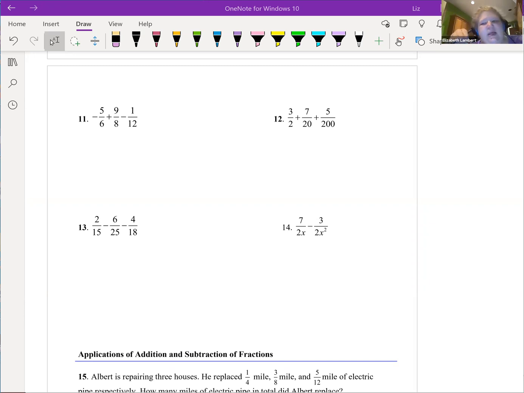8 doesn't completely go into 12. It's got some stuff in common, but not enough. So 12 times 2, though, is 24, and 24 is a multiple of 8. So that is what our common denominator is going to be. So we are going to turn all of these into 24ths.